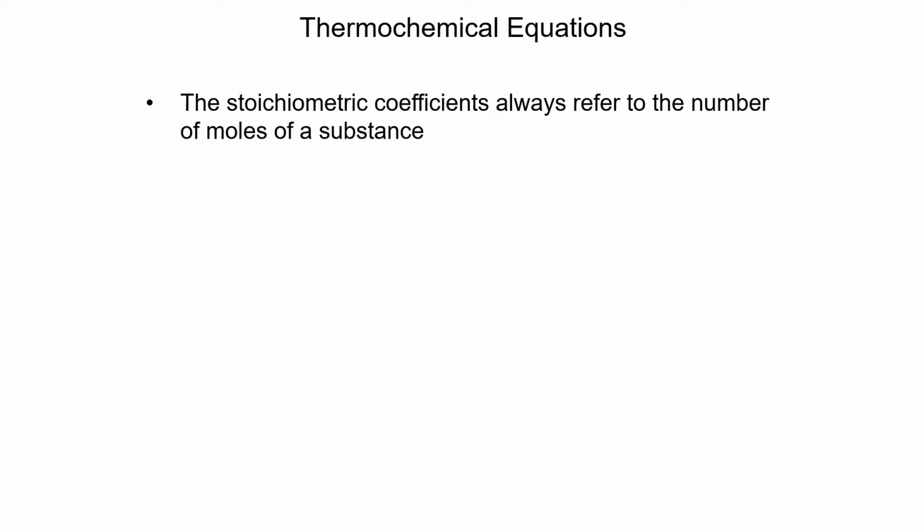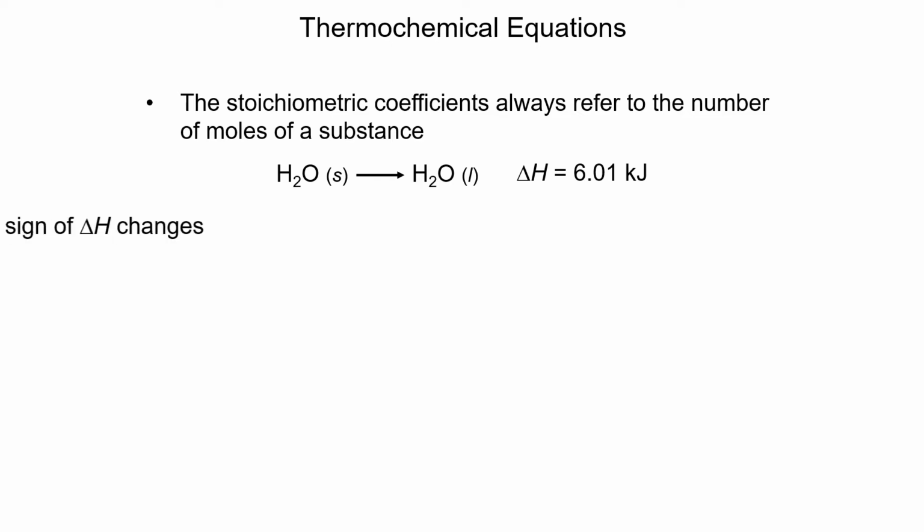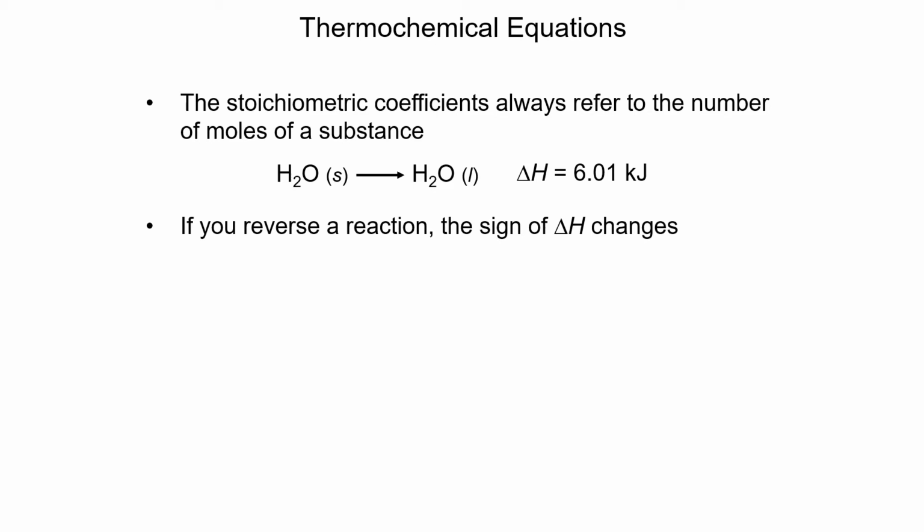So the stoichiometric coefficients always refer to the number of moles of a substance. In this case, this phase change, these are 1 to 1. But if you reverse a reaction, because we can go not only from solid to liquid, but liquid to solid, the sign of delta H will change.